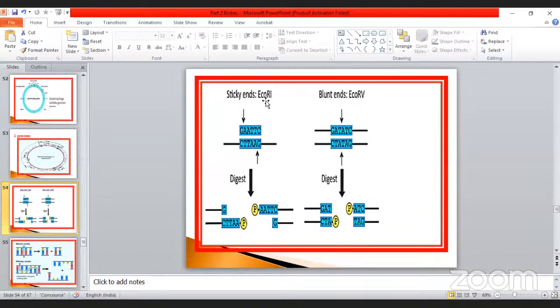When you are adding the Escherichia coli restriction enzyme 1, we will get the sticky end. When you are adding E. coli restriction enzyme 5, what happened? We will not get the sticky end, we will get the blunt end. This type of single base overhang, you will not get. This structure is called a palindrome. Already you know about it.